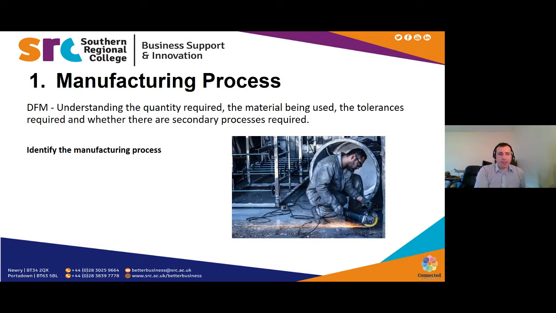So the first process is the manufacturing process. DFM here is the understanding of the quantities required, the materials being used, the tolerances required, and whether or not there are secondary processes required. I put a heading here, identify the manufacturing process. Well, I touched on it the last time. The manufacturing process is basically buying in kits, working with your subcontractors, and fabricating or welding the parts together, and assembly. There's not much more to it than that.